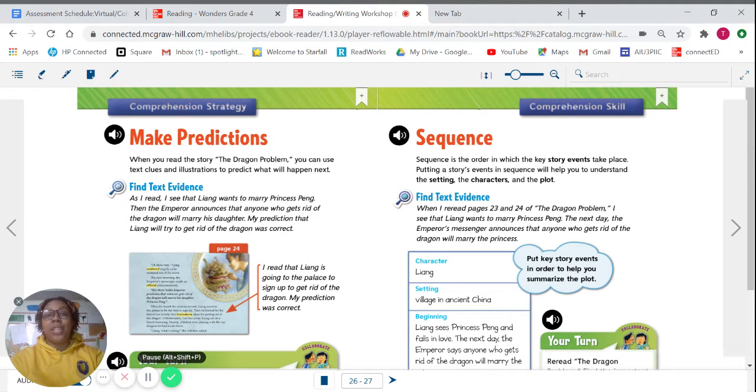Wow, you all have some really good friends and some really good ideas. That's great. Now, let's look at our comprehension strategy. So, for this story, we are thinking about making predictions.